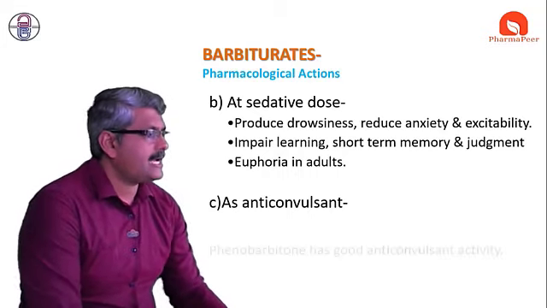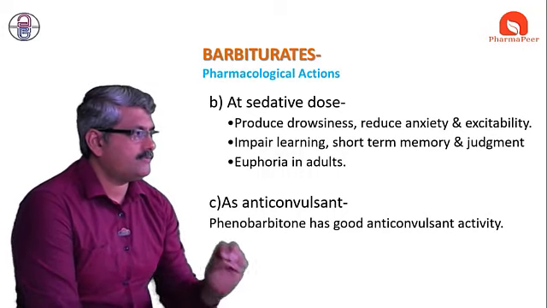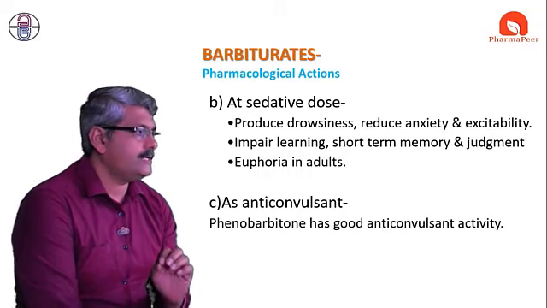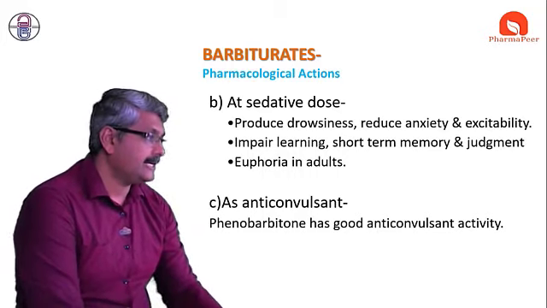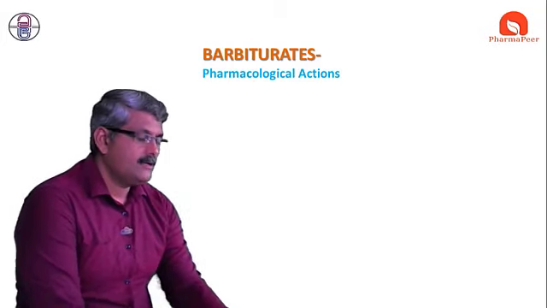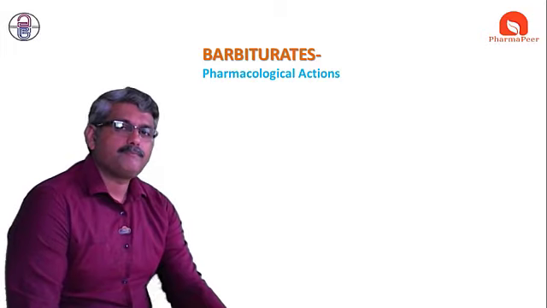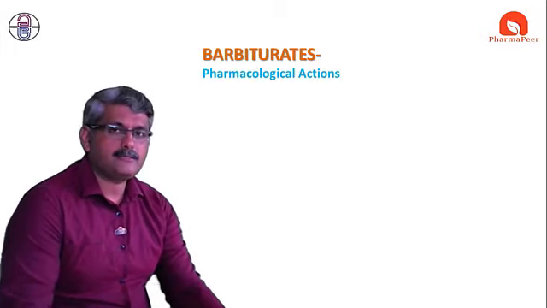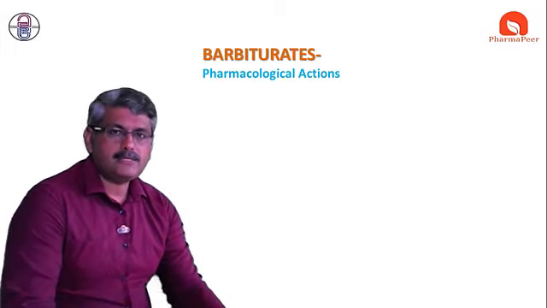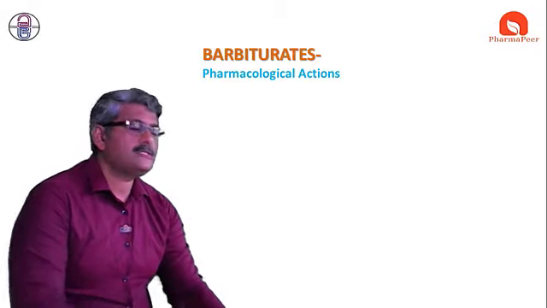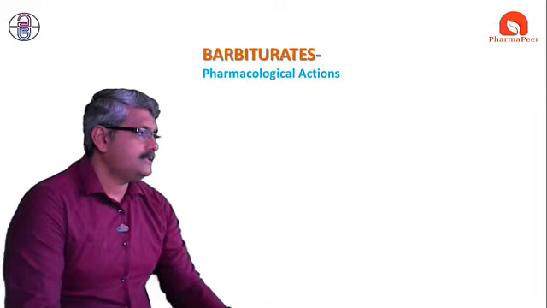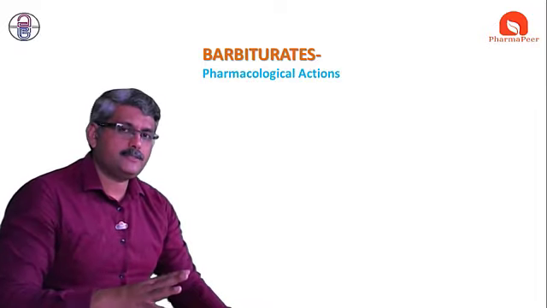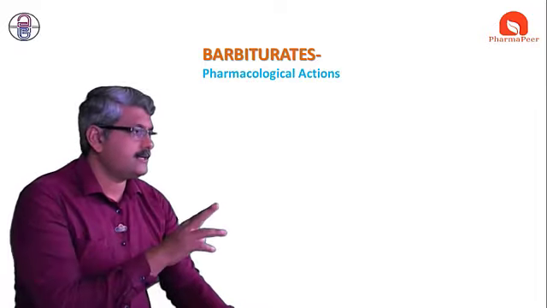When we are using it as an anticonvulsant, we know barbiturate is one of the good drugs for anticonvulsant activity, because in convulsion the patient gets excited and it is necessary that we depress the central nervous system. So for the depression, these barbiturates are preferred. So this is the effect of barbiturate on the central nervous system.